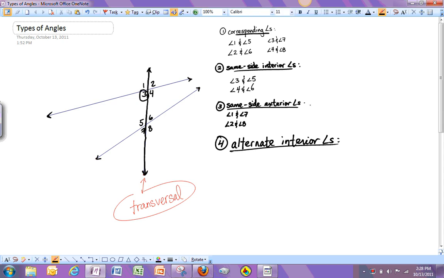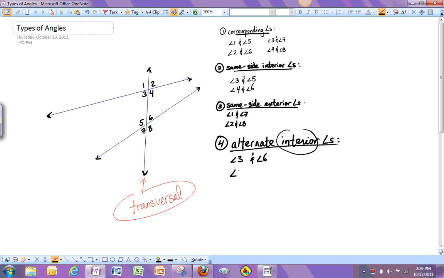Now, I want alternate and interior. So if I pick an angle from here, it has to be interior. So I'll pick angle 3. Then I want to pick the one from the other chunk down here that's alternate to it, so on the other side of the transversal, and interior. So if I pick angle 3, that's interior. Alternate would be 4 and 6 that are on the inside, but I got to pick from this chunk. So 3 and 6. Right?